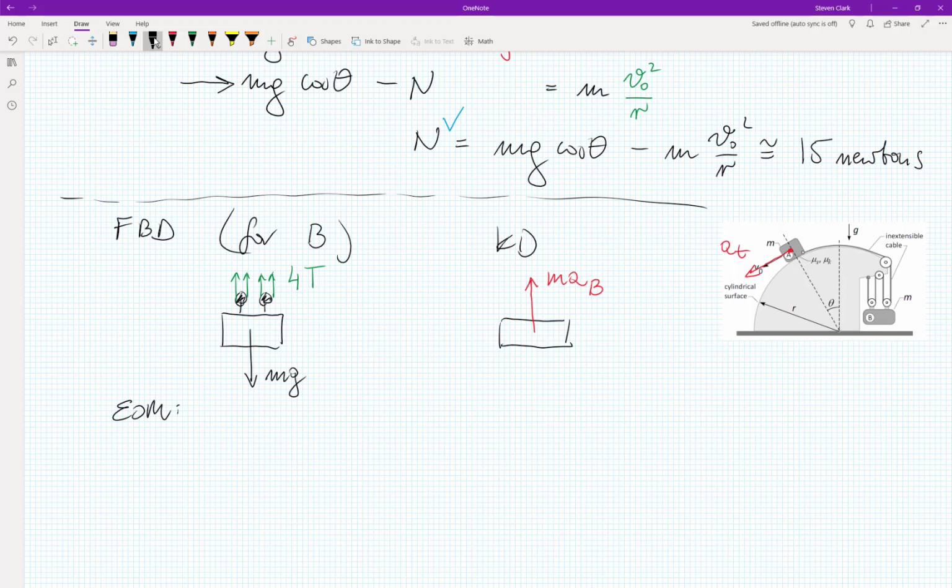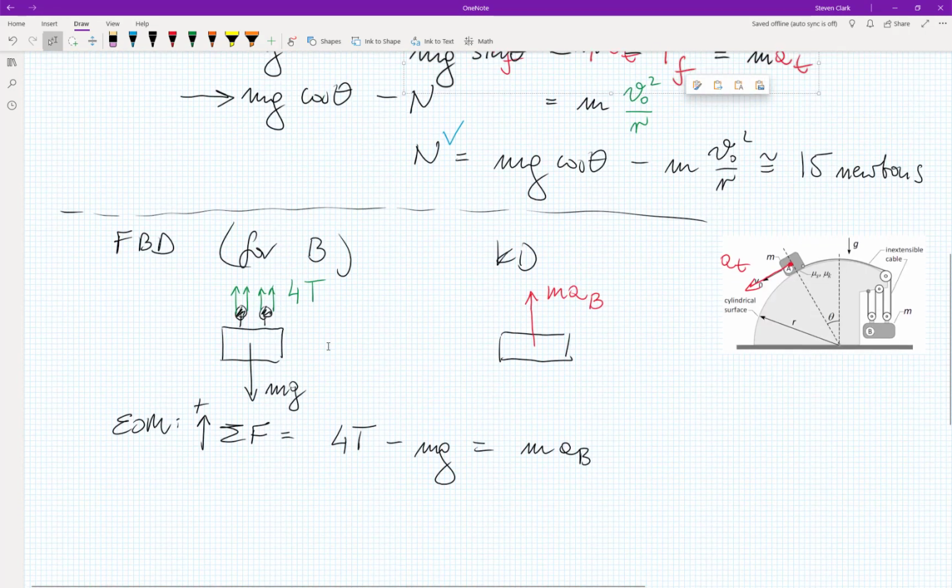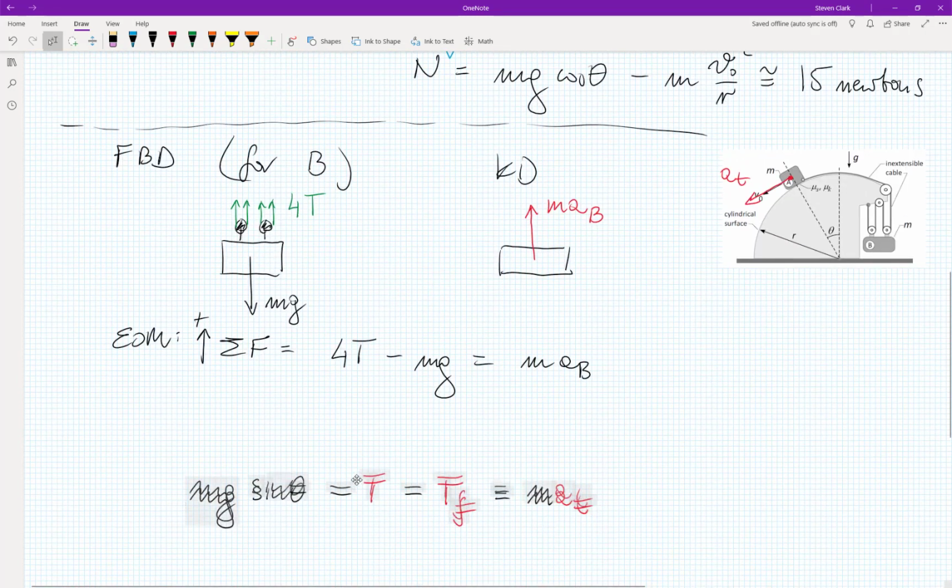Now I'm able to create an additional equation. The equation of motion will be the sum of forces in the y direction, and this is equal to 4T minus mg, and this is equal to m a_B. Cool, so we have one extra equation. Let's see if that helped in our solution. Let's recap, in other words.